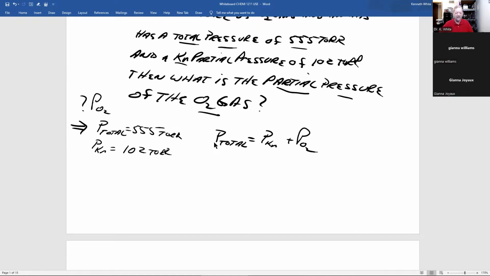Now, what do we want to solve for? This. Why don't you try that? And then I'll do it. Just the next step. How do you solve for partial pressure oxygen, PO2? Remember, anything minus itself is the number 0.